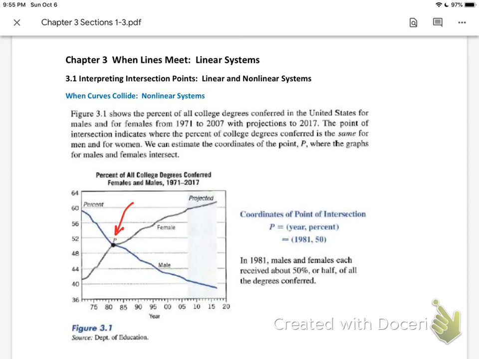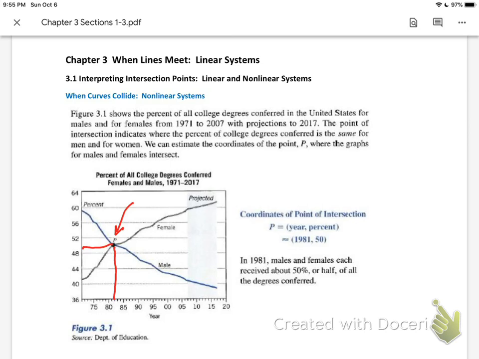So what are they? In 1981, which is the year when these two come together, we see that the Y value is 50. So what is this? The title is Percent of All College Degrees Conferred on Females and Males Between 1971 and 2017. So at that point P, in the year 1981, there was an equal number of degrees conferred on females and males.